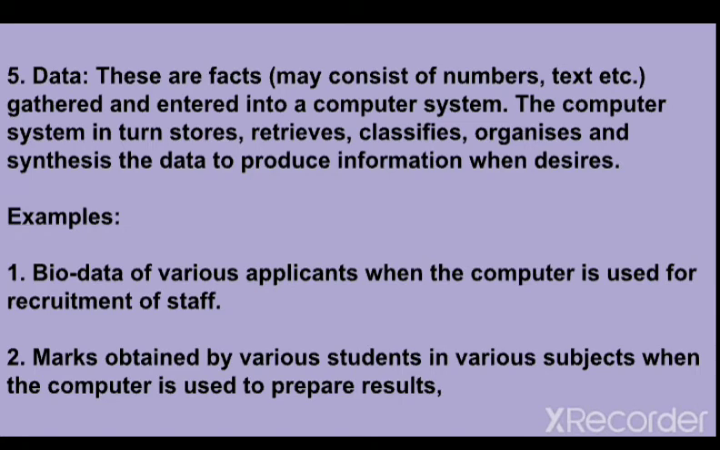The fifth element is data. These are facts that may consist of numbers and text, gathered and entered into a computer system. Raw data will be entered into the computer and the final data can be released. The computer system in turn stores, retrieves, classifies, organizes and synthesizes the data to produce information when desired. For example, biodata of various applicants when the computer is used for recruitment of staff, or marks obtained by various students in various subjects when the computer is used to prepare results. If we want to prepare the result of the students, first of all we have to put the marks in the computer. So it is known as data.